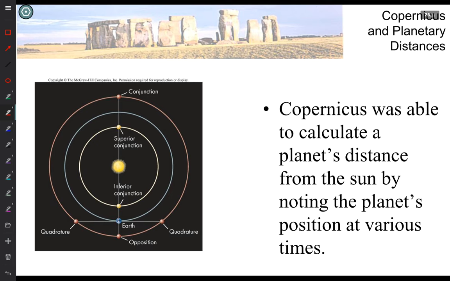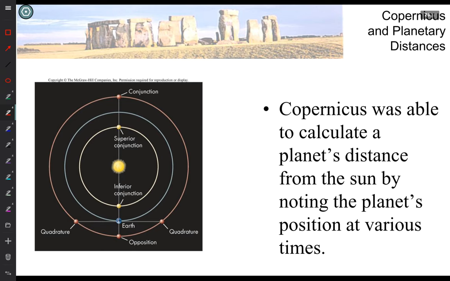You know what we call planets that are farther away from the sun than we are? We call them superior because they're above, not better, but above. Ones that are closer to the sun, we call them inferior, not because they're worse, but because they're below, closer to the sun. So only superior planets can have an opposition. Okay, excellent. So opposition is our easiest word.